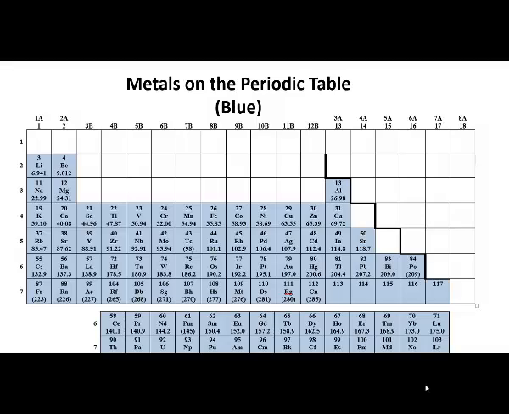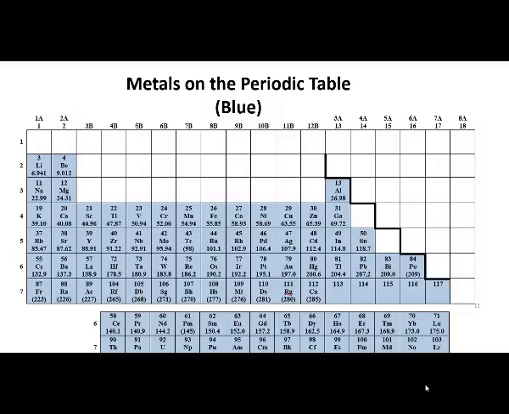They tend to form ionic compounds by forming cations and combining with nonmetals, which can form anions. But where all these blue elements are, these are all classified as different types of metals. Some of them are main group metals, some of them are transition metals, some are inner transition metals. We'll categorize the different categories of metals here in just a little bit.